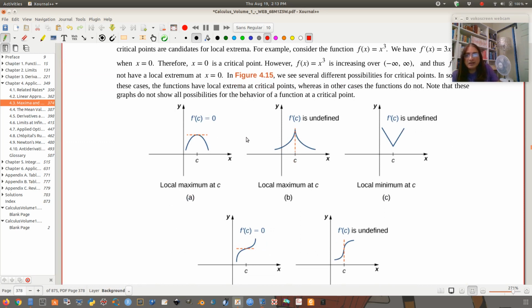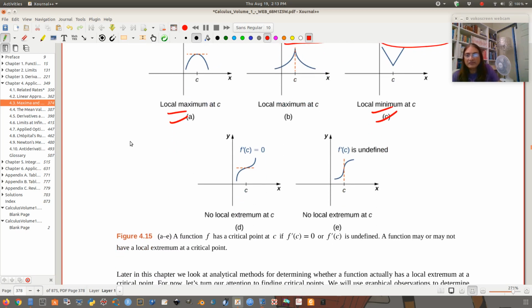Okay, so here we have a critical point, and that's a local maximum. We have a local maximum here, but it's not a critical point because the derivative is not defined. This is not a differentiable function. Here we have a local minimum. Again, the derivative here is not defined because the left and right derivatives are different. So again, it's not a differentiable function at that point.